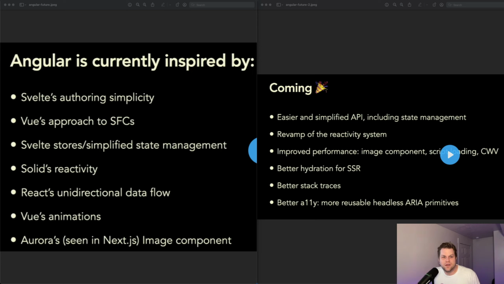And then here, they're talking about stores, and state management is usually this thing that people refer to as where you share it between components. It's this really separate and explicit thing that's apart from your components. I'm pretty sure they're talking about Svelte stores here. And then easier and simplified API, including state management. So this concerns me, because Svelte stores kind of suck. I love Svelte in general, but stores seem like this really basic thing stapled on top.